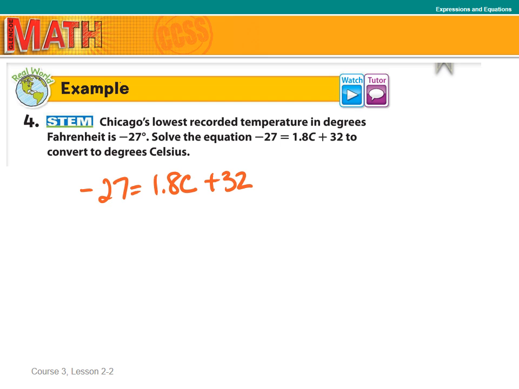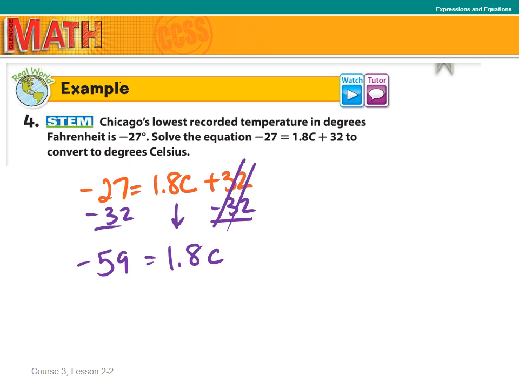So same thing we did before. I'm going to get rid of the positive 32 by subtracting 32 from both sides. That becomes 0. Bring down my 1.8 times C equal to negative 27 minus 32. Well, two negatives, I'm going to add the numbers together. So it's actually negative 59. I need to isolate the C, so I'm going to divide 1.8 on both sides.